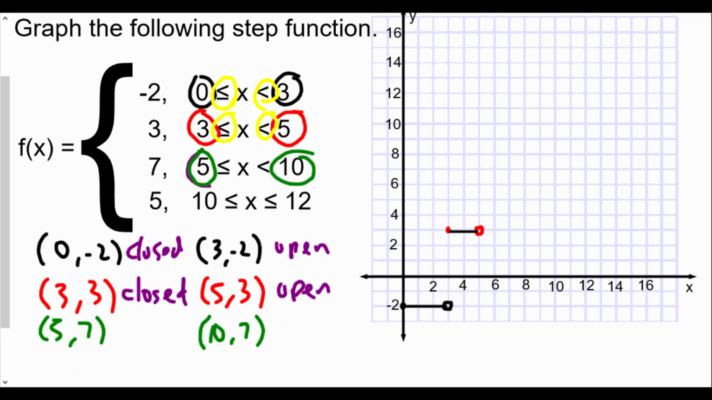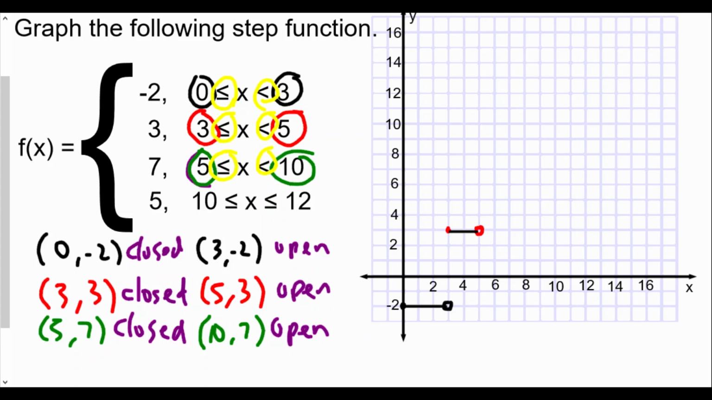Again, we look at the symbols. Less than or equal to means in this case, this 5 comma 7 is closed. And 10 comma 7, we see the symbol is going to be less than, and therefore we say this is going to be open. And we plot this point here.